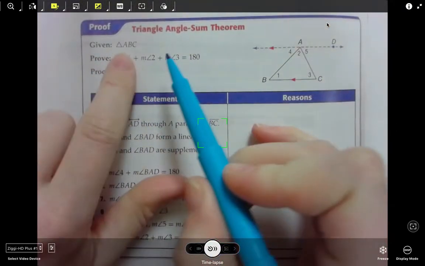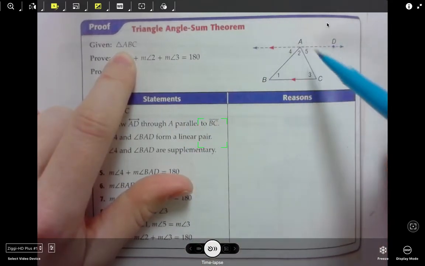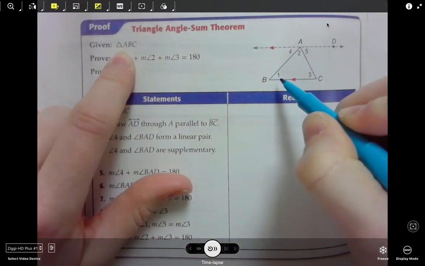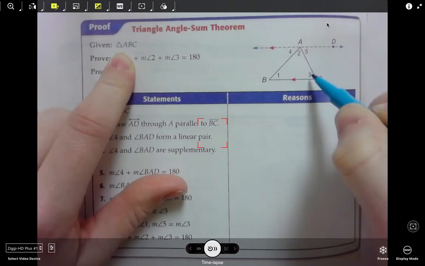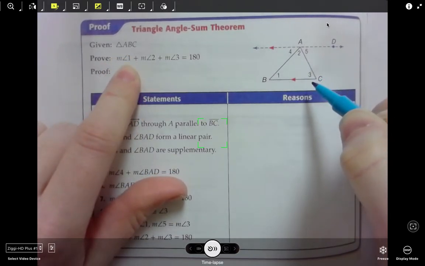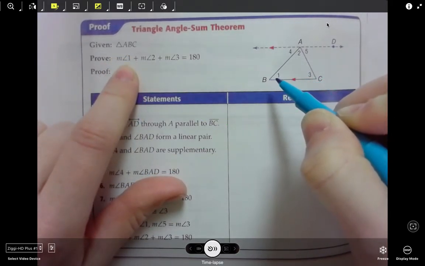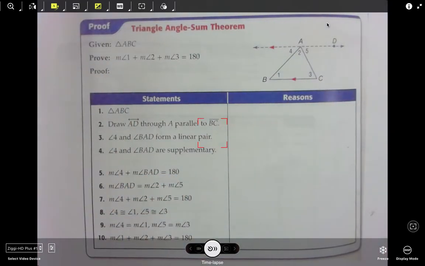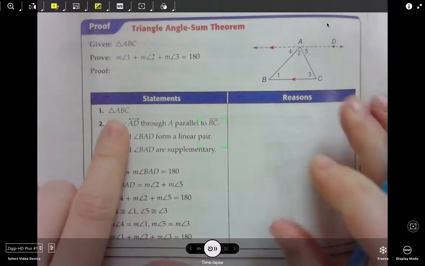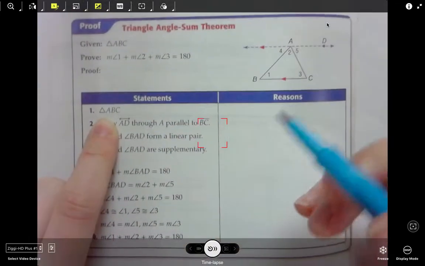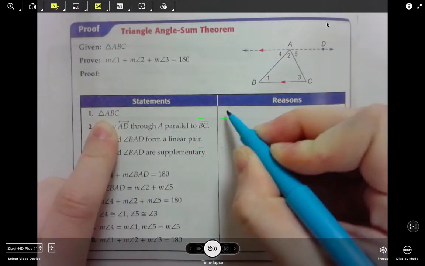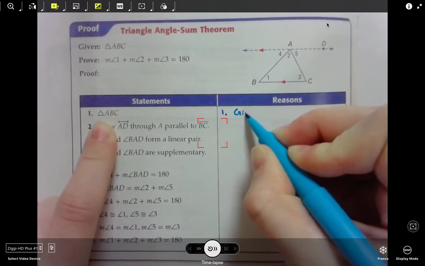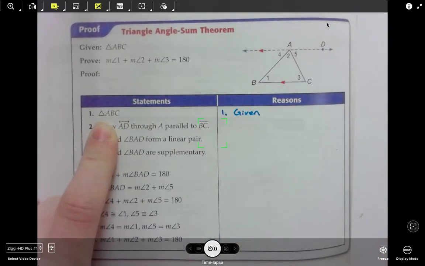So what we're given is triangle ABC. That's all we're given, triangle ABC, and they have gone ahead and labeled angle 1, angle 2, angle 3, okay? And they want to say, hey, prove to me why angle 1 plus angle 2 plus angle 3 have to be 180. So that's what we're trying to get to, okay? So down here we start with triangle ABC. Well, that's what we're given. So I'm going to write in number 1, given. That's always the first step, okay?